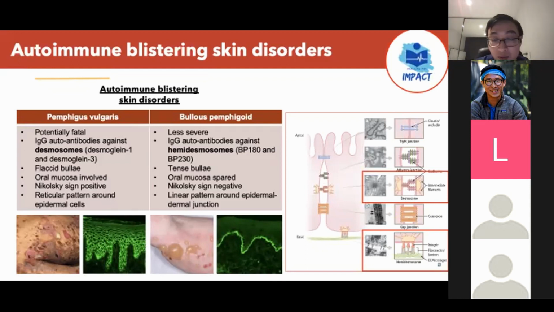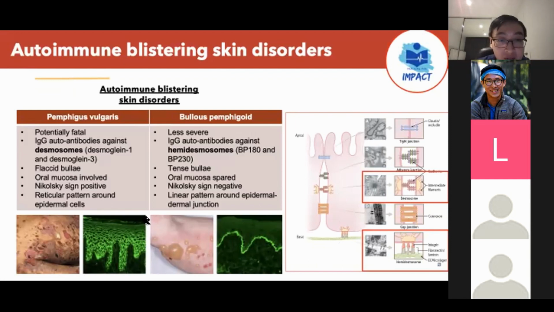So I guess on the right I have a diagram of two epithelial cells in the epidermis of the skin, and then the green part is the basement membrane that underlies it. Now, if you remember, there are desmosomes. So desmosomes connect adjacent epithelial cells together, and then there are hemidesmosomes that connect individual epithelial cells to the basement membrane.